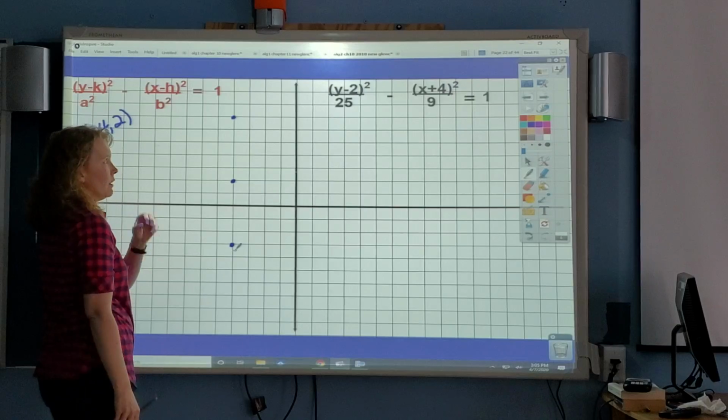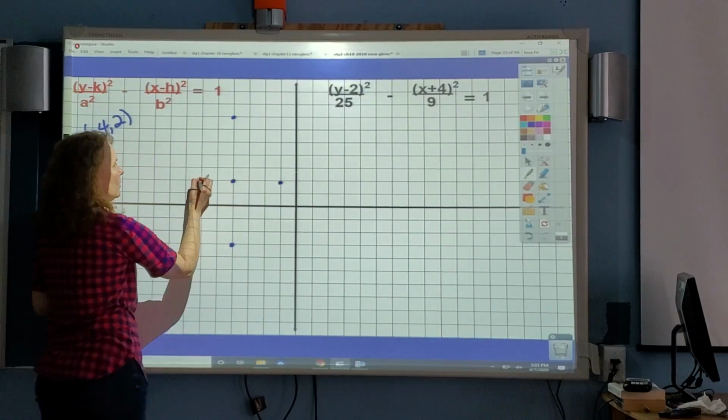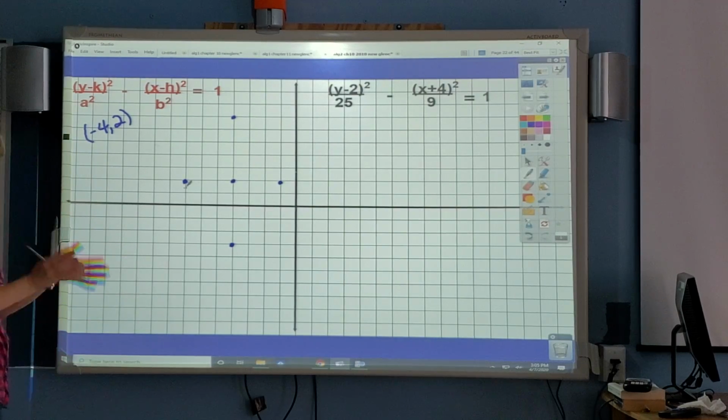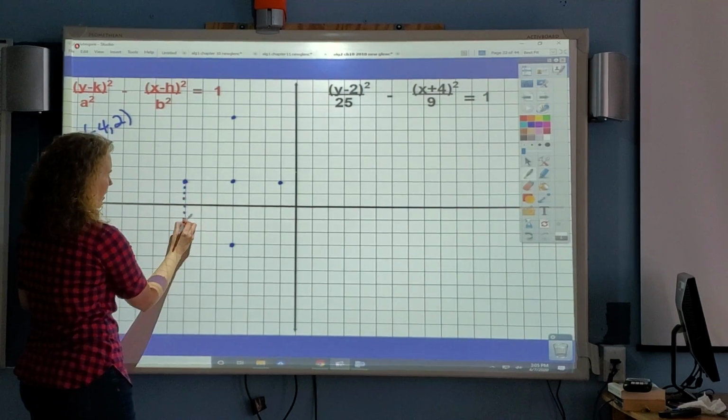1, 2, 3, 4, 5. Then right and left, how much? 3. 1, 2, 3. Do I draw any ellipse? No, you draw a rectangle. You do a rectangle, then you do those little diagonals, which are called asymptotes, and then we'll decide what we're going to do from there.